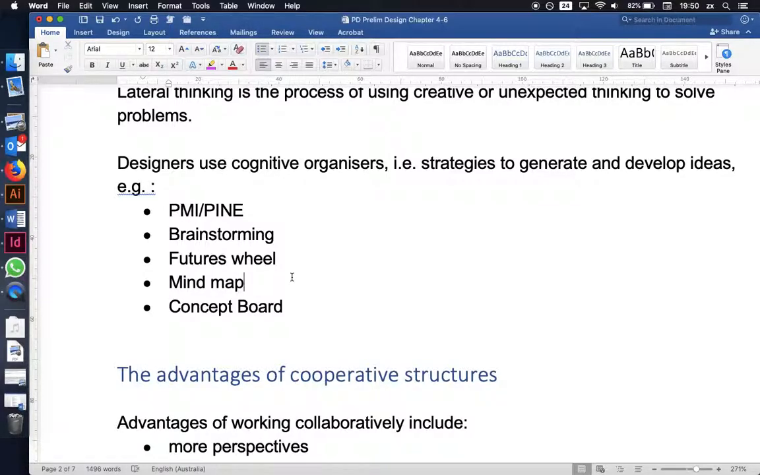We need to have a conclusion saying whether or not this thing is good or bad. So PINE does the same thing. It considers positive, interesting, negative, and evaluation. I'm going to use one example, and the fact is that in this subject we will end up doing some hundreds of examples, but just one example that I think is a reasonable one is a MacBook.